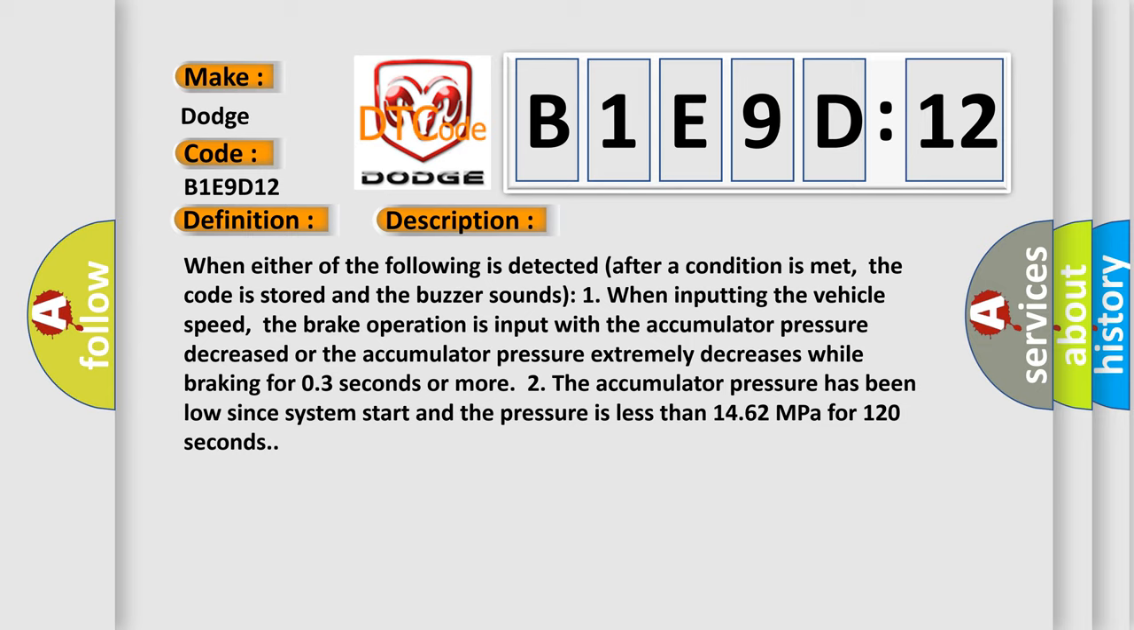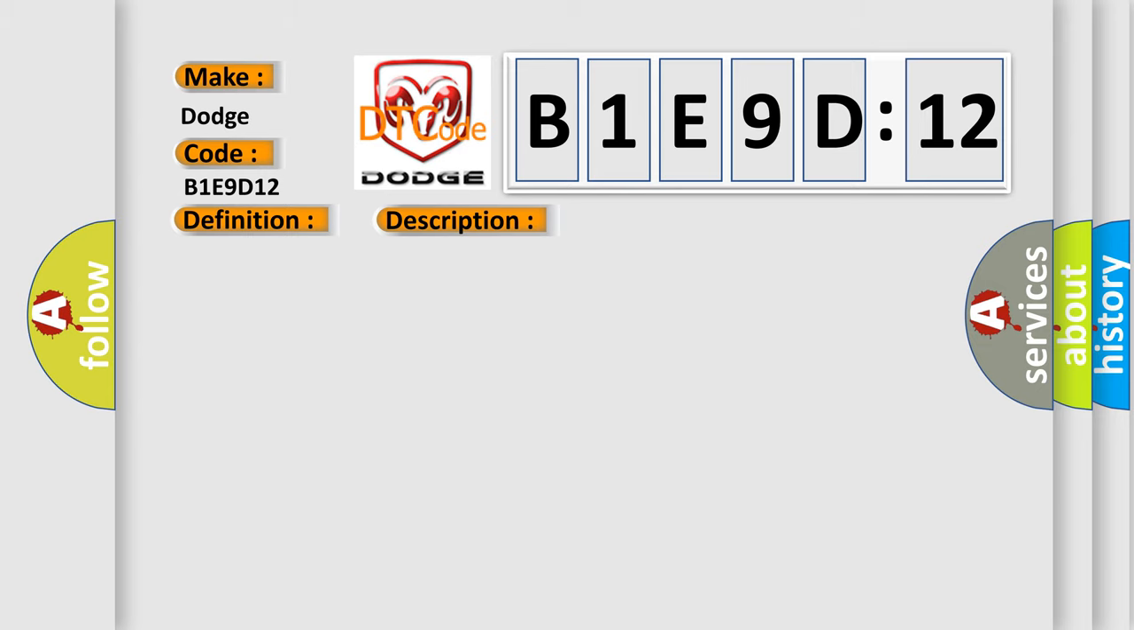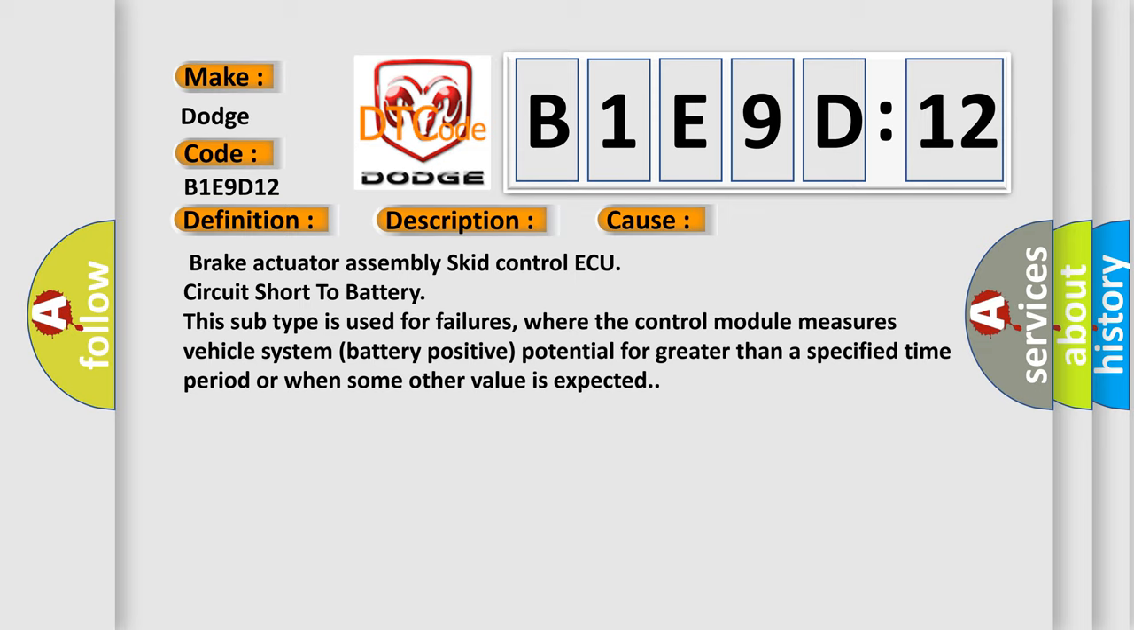This diagnostic error occurs most often in these cases: brake actuator assembly skid control AQ circuit short to battery. This subtype is used for failures where the control module measures vehicle system battery positive potential for greater than a specified time period or when some other value is expected.